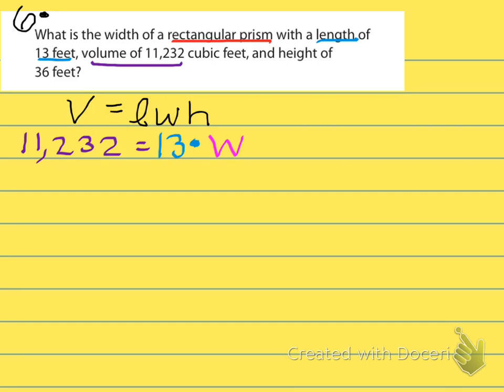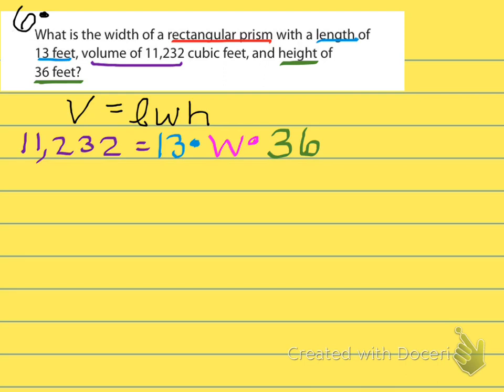So it would be L times W times H. Since the W is what's missing, I'm going to be looking to make sure that you have 13 times W times, and then the next part is going to be the height, which will be 36 feet. As you can see, we have a height here of 36 feet, so we're going to go ahead and plug in that 36 right here.